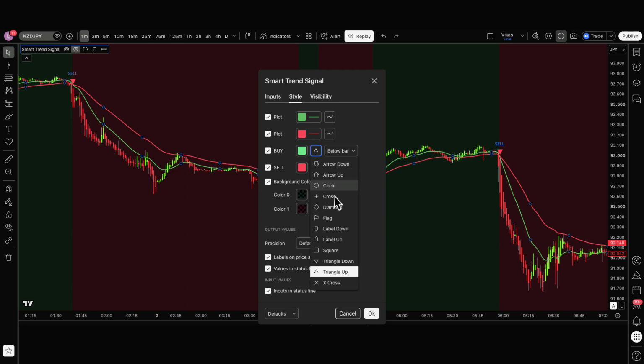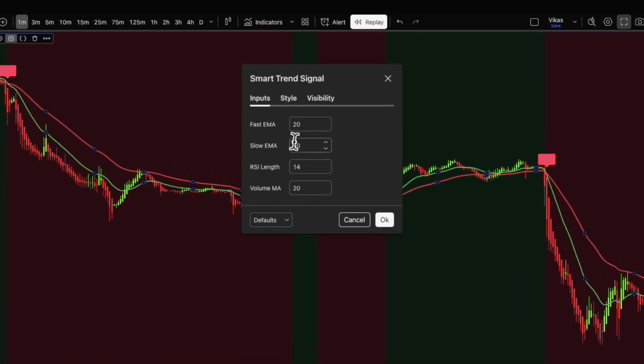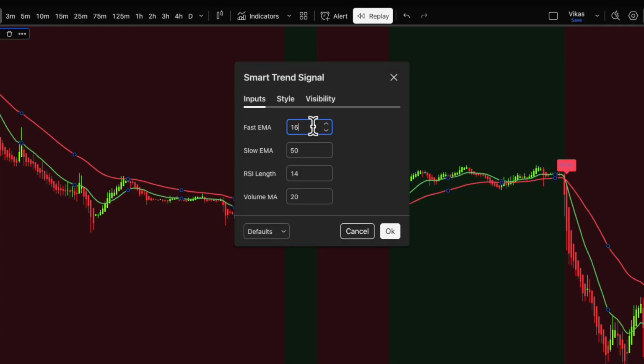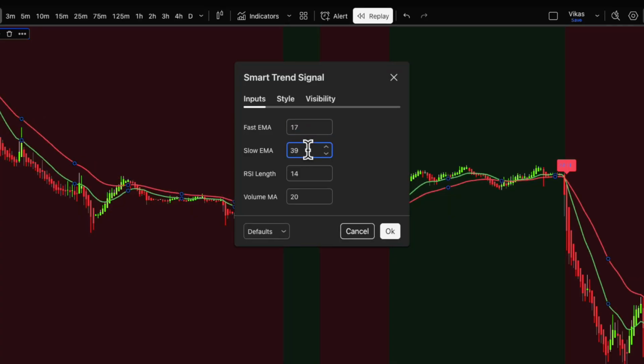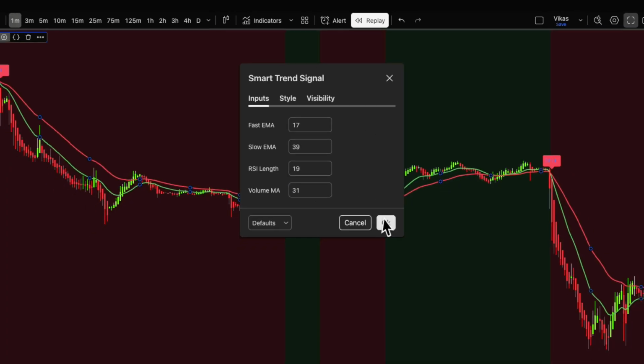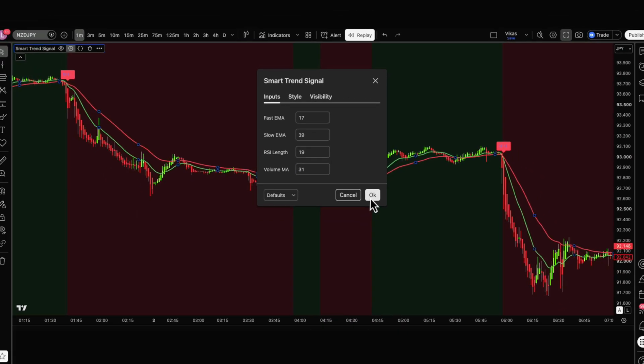First, we change buy and sell, triangle to label. And after, change fast EMA, 20 to 17. After, change slow EMA, 50 to 39. And after, change RSI length, 14 to 19. And after, change volume MA, 20 to 31. Once all changes are made, click OK.